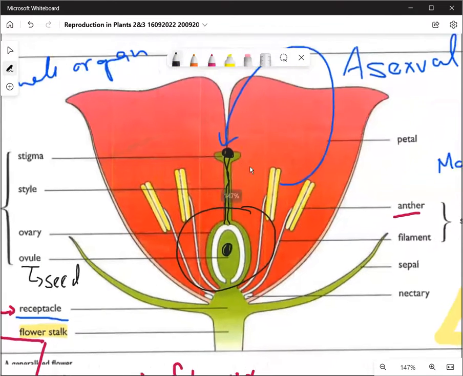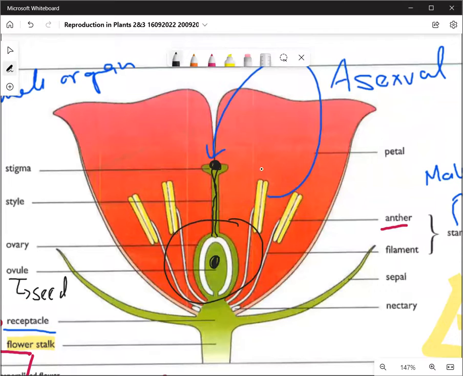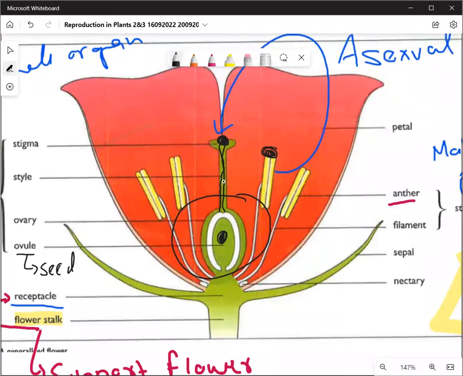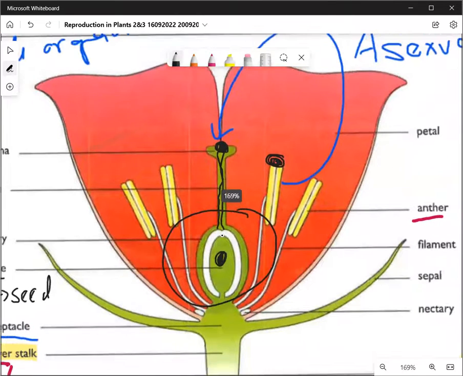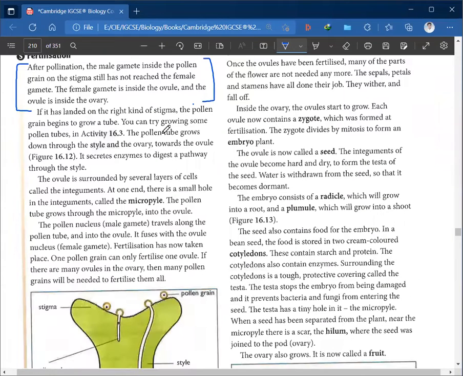So what's happening? The pollen grain from the anther goes to the stigma, and from the stigma it goes down the style, makes a tube down to the ovule, and there is where fertilization happens. But how does this process happen? How does it go down from the stigma? Right, that can be a question, so let's solve that one here. Rachit, read this.